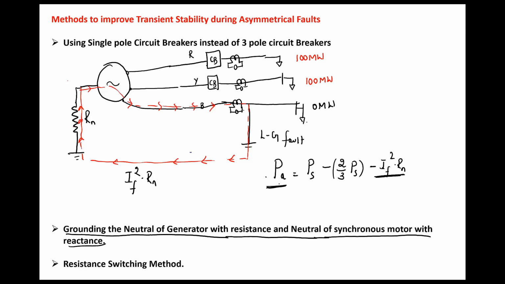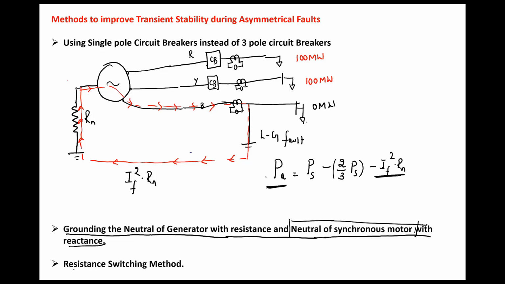Understand? So if you ground the neutral of generator with a pure resistor, which has very good heat dissipating capacity, that means it should be very bulky in size. It should have a very good heat dissipating mechanism. Then what will it do? It will contribute to the stability during short circuit faults. Understand? So why we have to ground the neutral of synchronous motor with a reactance, that I'll explain in the next slide. Understand?